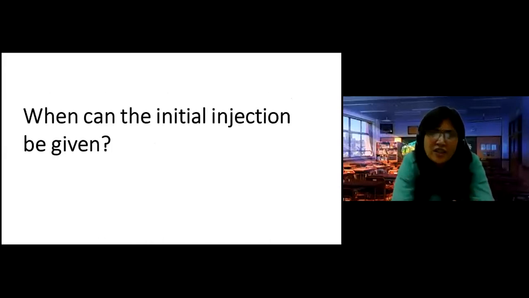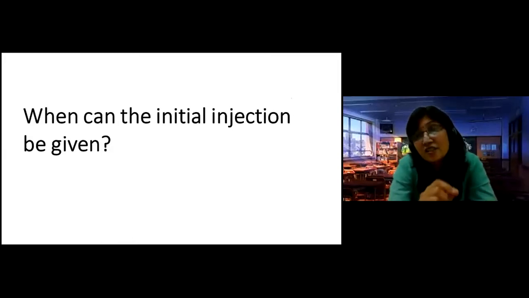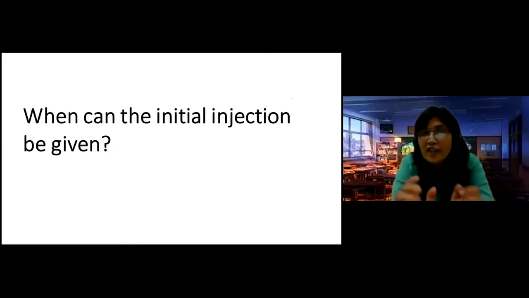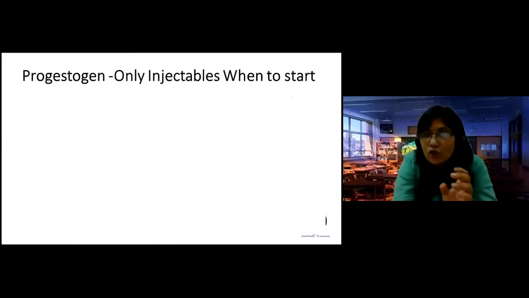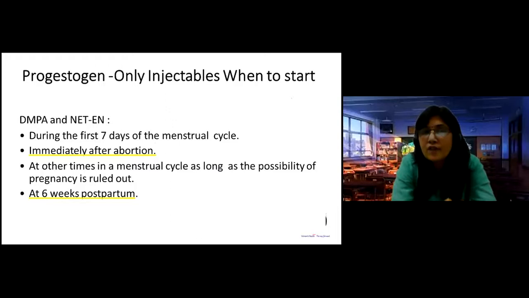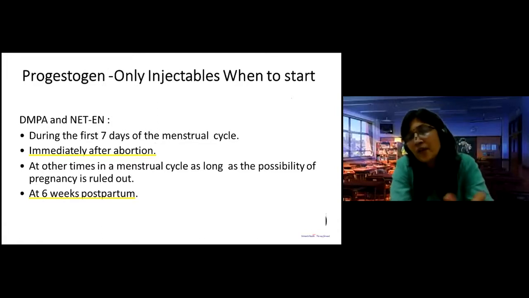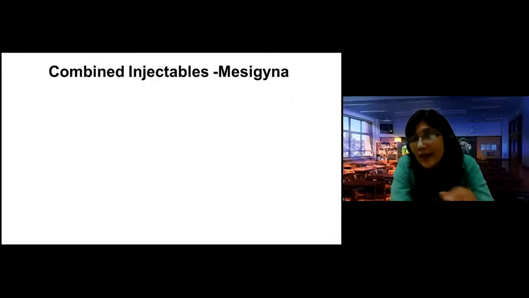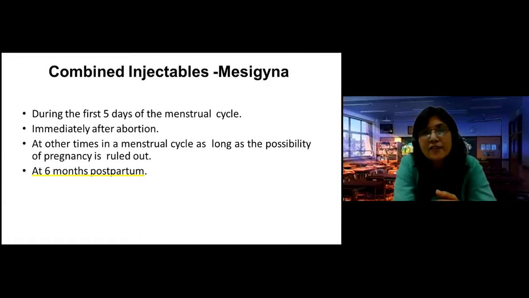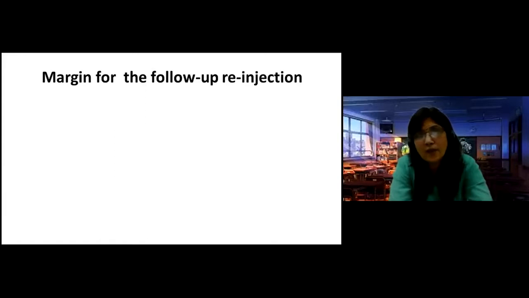Next question is, when can the initial first injection be started? Now for DMPA, which is the progesterone only, you need to start within the first 7 days of the menstrual cycle, and it can be started immediately after an abortion. At any other time you want to start it, rule out pregnancy, and postpartum it has to be started at 6 weeks. But if you compare with the combined one, it has to be started within the first 5 days, and of course immediately after an abortion, after ruling out the pregnancy, and 6 weeks postpartum.